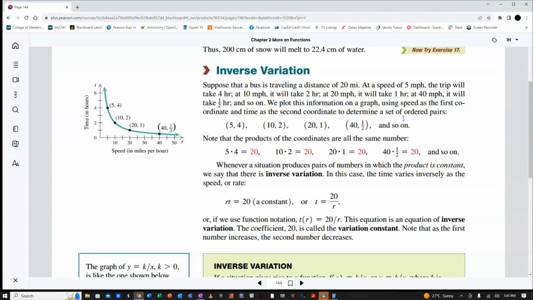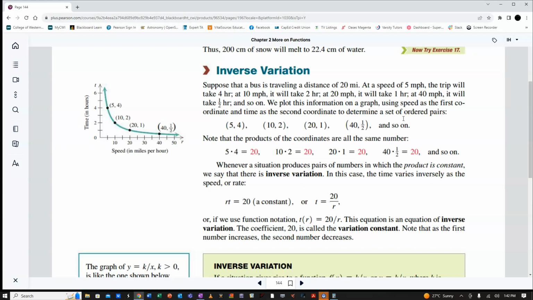So those were examples of direct variation. Another type of variation is known as an inverse variation. Here we see, for example, suppose that a bus is traveling a distance of 20 miles. If the bus travels at a speed of 5 miles per hour, the trip will take 4 hours. When they go 10 miles per hour, it will take 2 hours. At 20 miles per hour, it takes 1 hour. And at 40 miles per hour, it will take 1/2 of an hour, and so on.